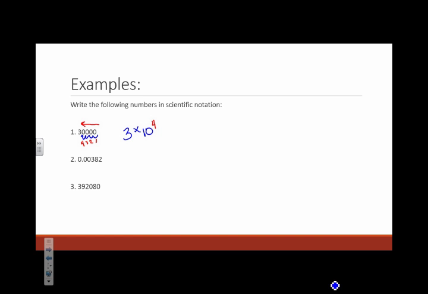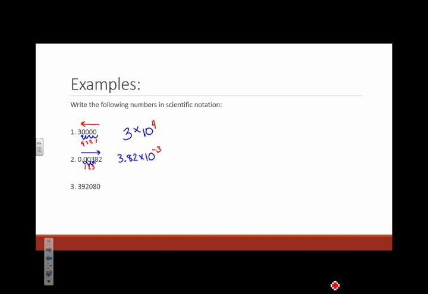In the next example, we have a small number. I'm moving my decimal point to the right this time. I have 3.82 times 10, and this time, since I'm moving it to the right, it's going to be a negative number. 1, 2, 3 spots I moved it, so my exponent is negative 3.